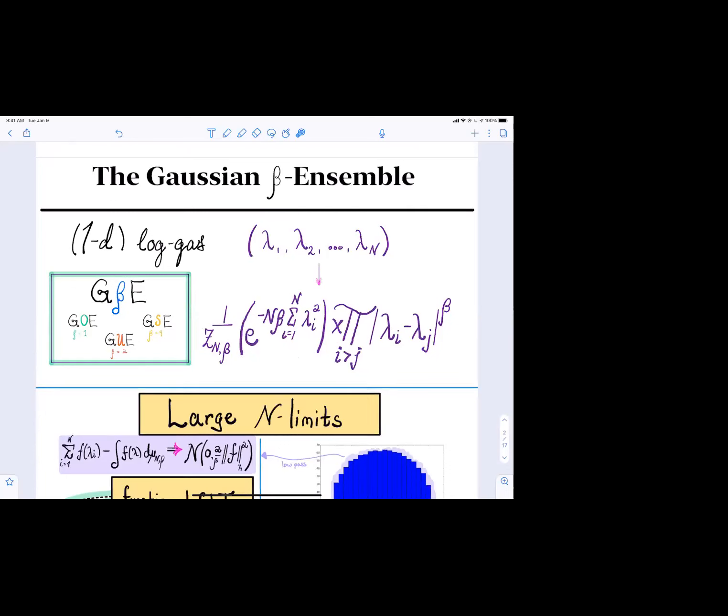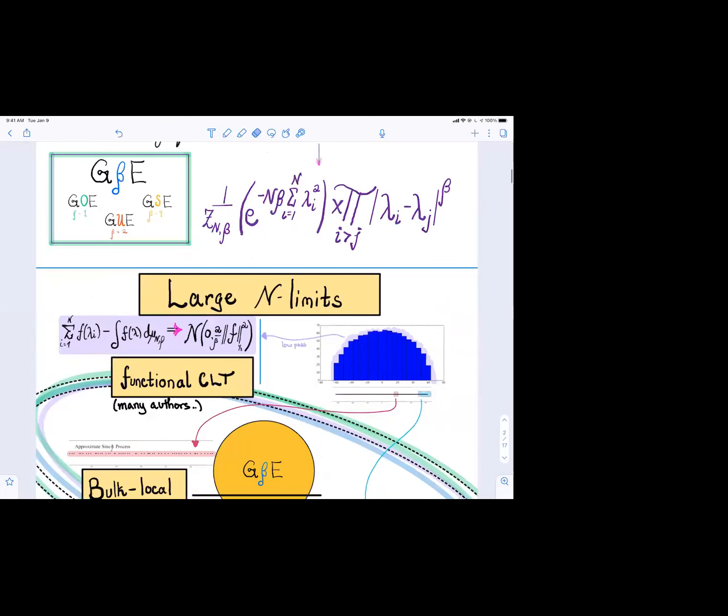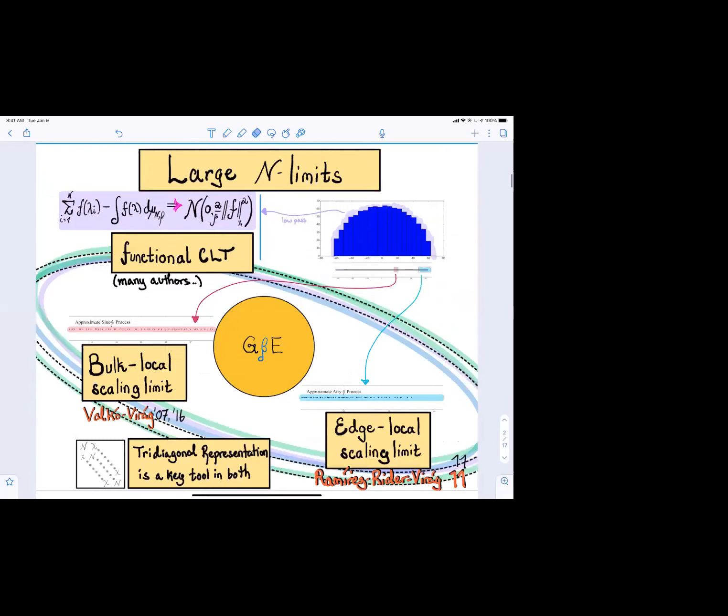There are three particular cases which are important. Beta is 1, 2, 4, and in those three cases you can actually realize a very canonical random matrix whose eigenvalues follow this distribution, by taking symmetric matrices of independent Gaussians of equal variance and mean zero. The large n limits of this object are very well understood.